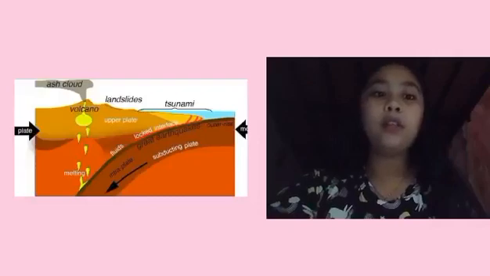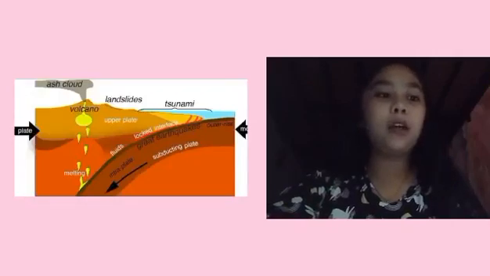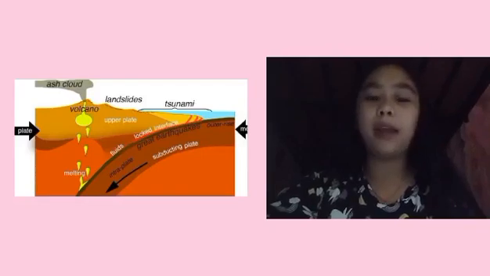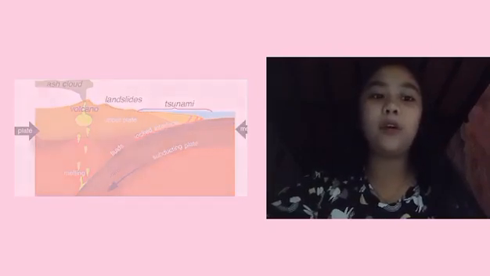Subduction. When an oceanic and a continental plate collide, eventually the oceanic plate is subducted under the continental plate due to the high density of the oceanic plate. Mountains form at convergent plate boundaries.